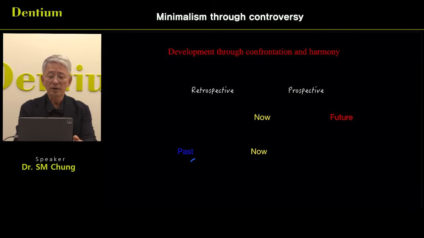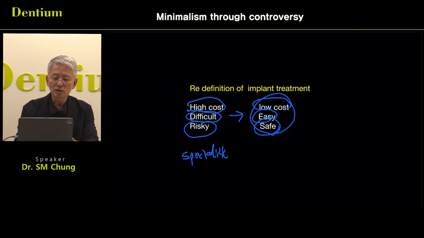Before, we were very familiar with the past, up to now, with evidence base. Of course, evidence base is very important. But nowadays, the algorithms, materials, and machines are developing much faster, so it is a little bit confusing to predict the future. Still, however we are competing nowadays, we try to find the right way to a simple, easy, and safe treatment. So we are trying to redefine implant treatment from high cost, difficult, and risky to low cost, easy, and safe.